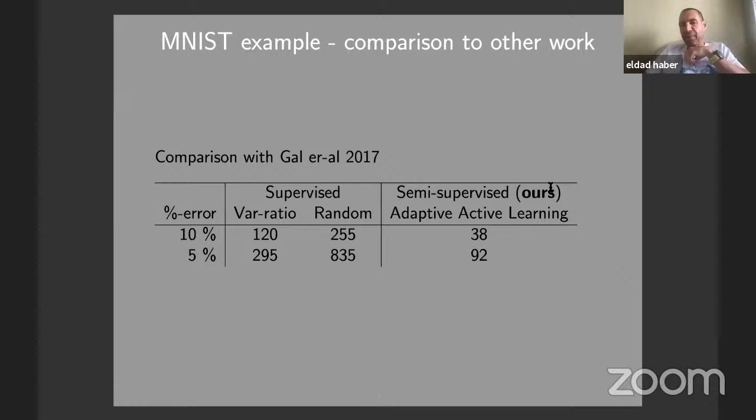We're comparing it with a recent paper by Gal, where they looked at their technique, looking at variance ratio and random, and looking at errors. And again, we have many fewer points to sample compared to when you do all these kinds of things. So to get to 10% error, we need only 38 samples. Here, to get to 5%, we need 92 samples, where random needed 255, 835, and the method that these guys presented, 120 and 295.